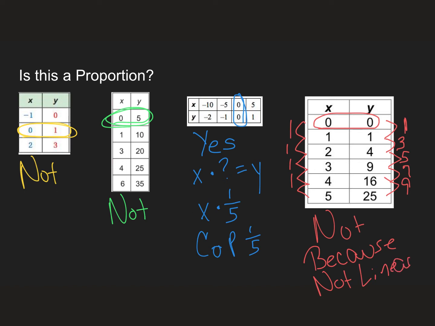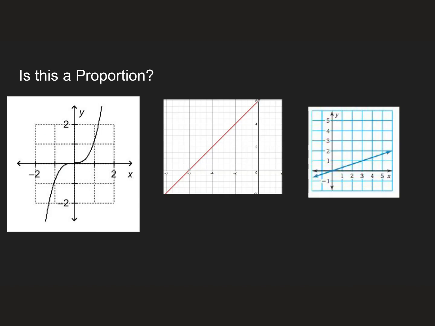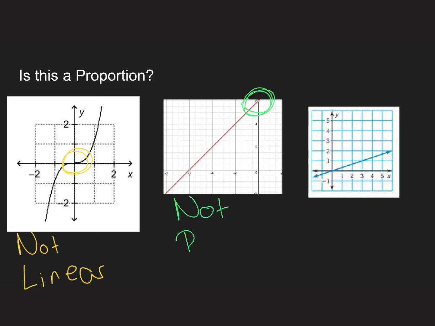So let's go to this last slide, all on your paper. So first one, I go through the origin, I'm looking at graphs, but it's not linear, so it is not a proportion because it's not linear. Next one, my y-intercept's way up here. Sorry, let me choose a different color. My y-intercept's way up here. So that one is not proportional because it does not go through the origin. The origin is right here. That's where I need it to go.